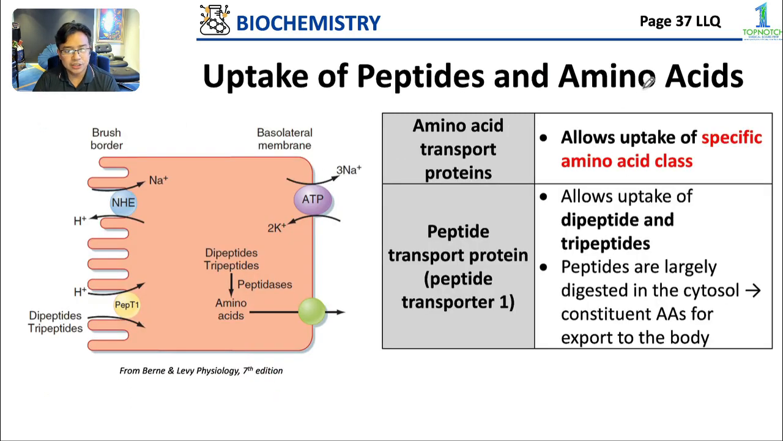Not shown in the figure, there are actually specific transporters for amino acids based on the amino acid classes. If it is basic, acidic, or neutral. Now for peptides, they enter via a peptide transporter. But they should be further degraded into amino acids before they can be transported into the circulation. In the end, only amino acids are allowed to be delivered from the enterocytes going to the bloodstream.